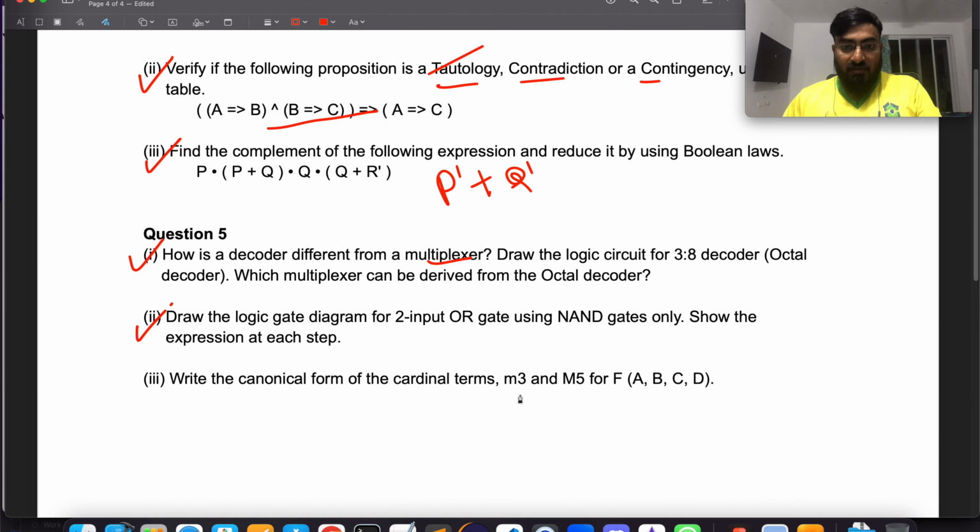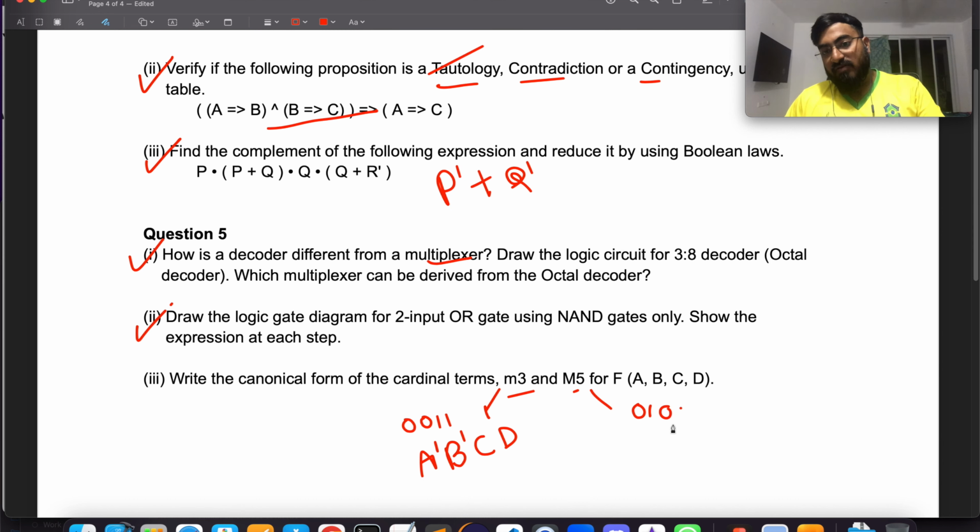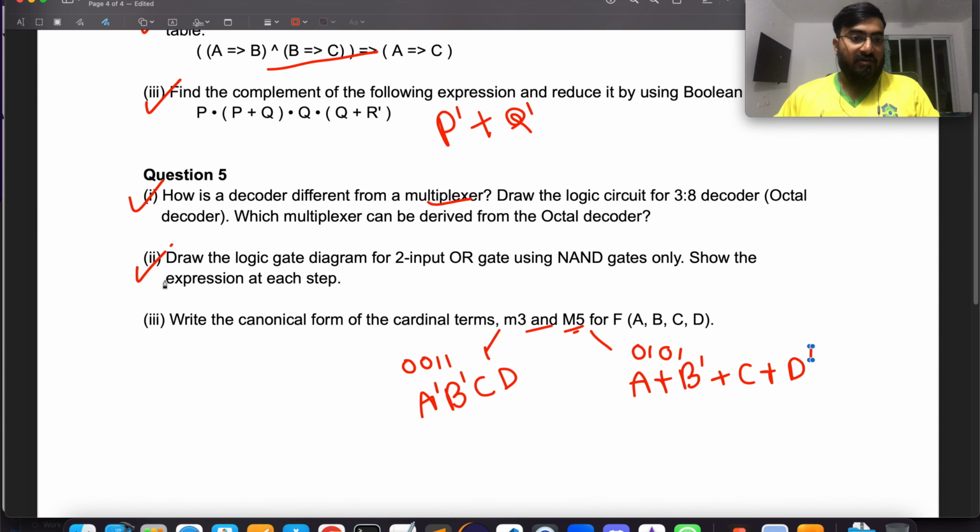Write the canonical terms for M3 and M5. For 4 variables, 3 is going to be, and for this 5 is basically 0101. This is a max term, right? This is a min term. So max term is going to be A, and this is your question 5.